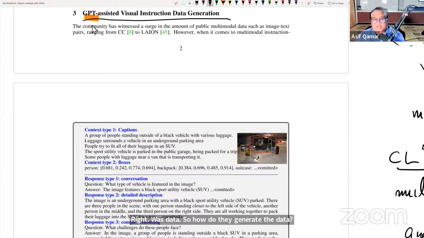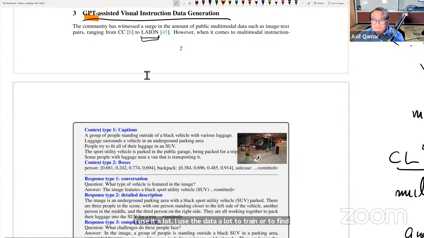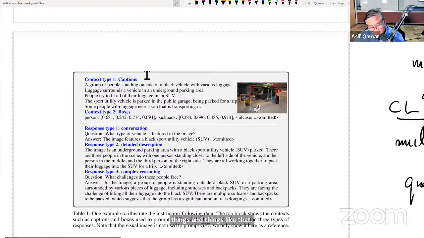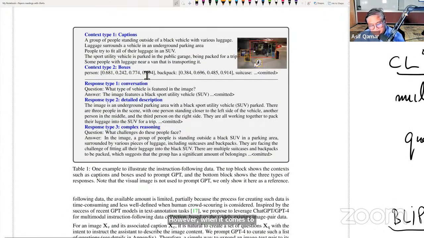The community has witnessed a surge in the amount of public multimodal data, such as image-text pairs, ranging from CC to LAION. By the way, if you're not familiar with LAION, I would highly encourage you to look at it. I use it a lot. I use the data a lot to train or to fine-tune things and things like that. However, when it comes to multimodal instruction tuning, following data, the available amount is limited. So they point out that it doesn't exist.